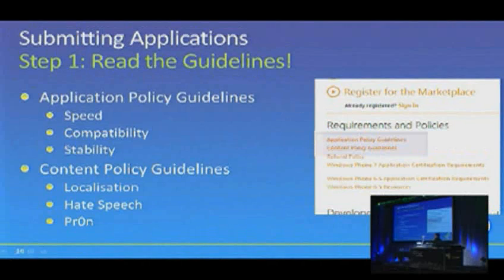So you want to build an application and submit it. The first step before you even start coding is to read the application policy guidelines and the content policy guidelines, because the last thing you want to do is build an app and have it rejected because the app itself is invalid. So like Mark said, if they reject, they will tell you exactly why they've rejected it.